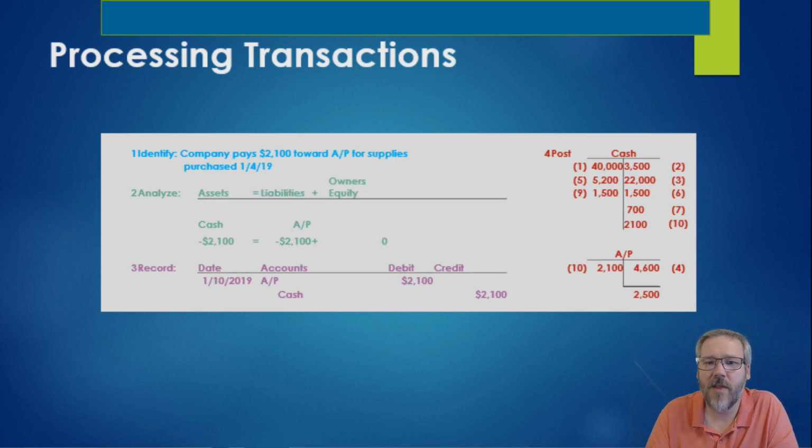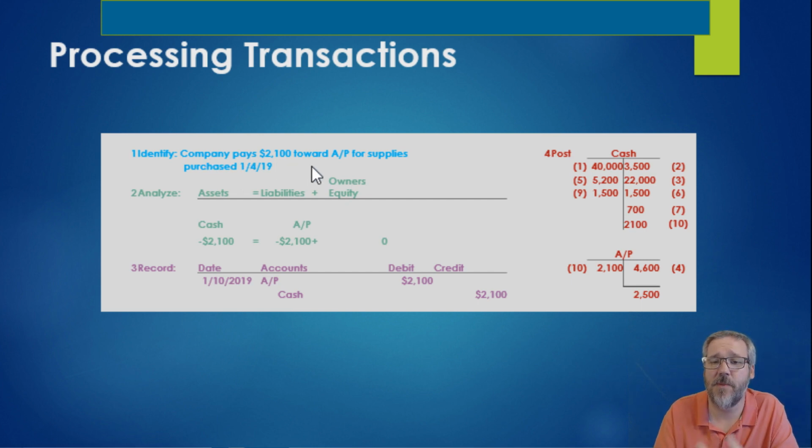All right, so on the 10th, I can see that the company is paying $2,100 toward the payable of supplies that I purchased on the 4th. What this is saying is, remember back when on January 4th I purchased supplies of $4,600, right? On the 4th, $4,600, accounts payable, probably what that is. I'm an accountant, I don't really need to know. But I had $4,600 in accounts payable. I have paid a portion of that.